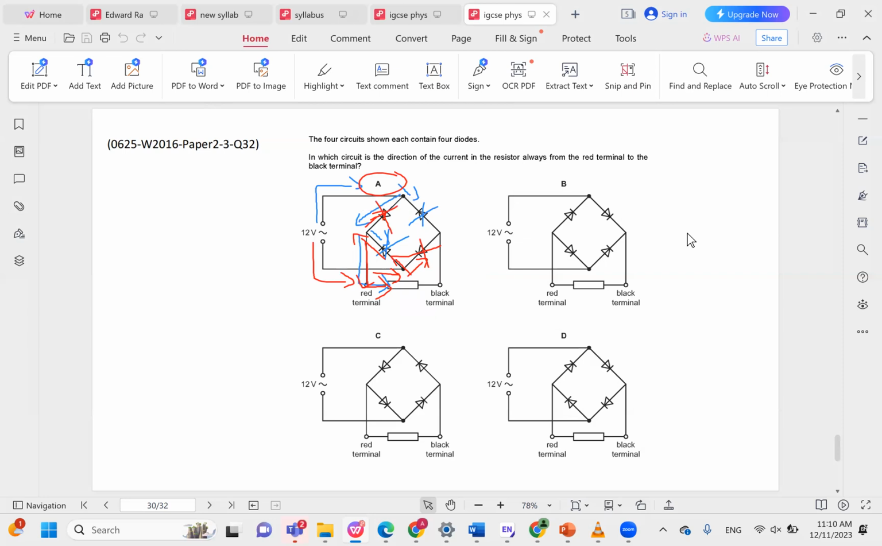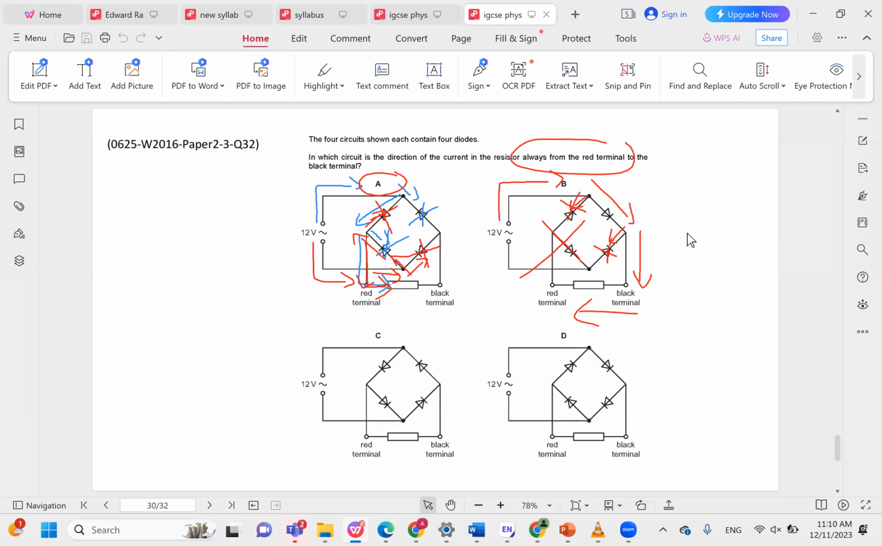Let's try the other ones as well to see whether they would work or not. In this case here, B moves like this, and it's allowed to move from here, but blocked in this direction. And then it tries to go from here, but it's blocked, so it moves in this direction. And in this case, it's black to red, right? So we have a black to red case, and we want it to be always from red to black. So B is wrong without any further analysis. If we can find a way to make the current move from black to red, then the choice is automatically wrong.